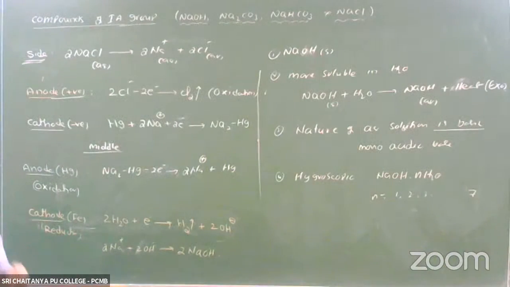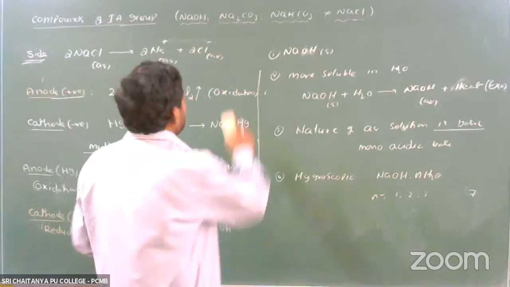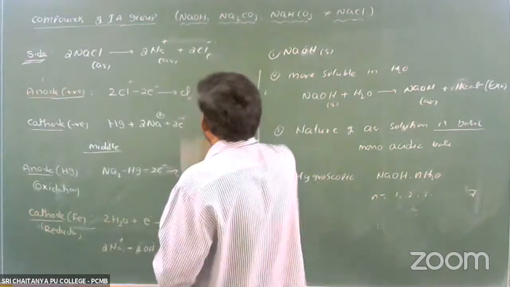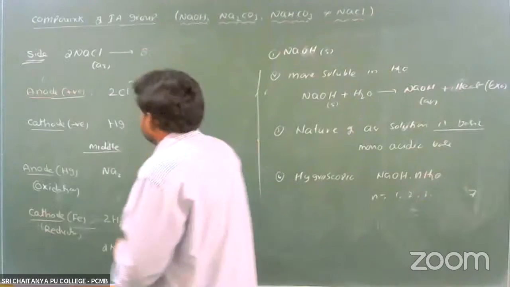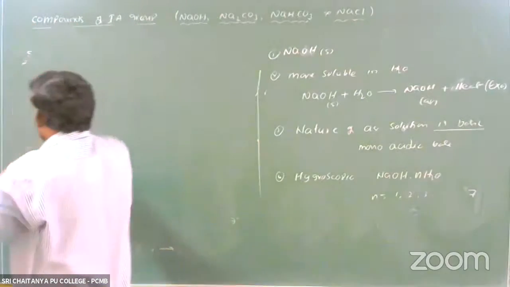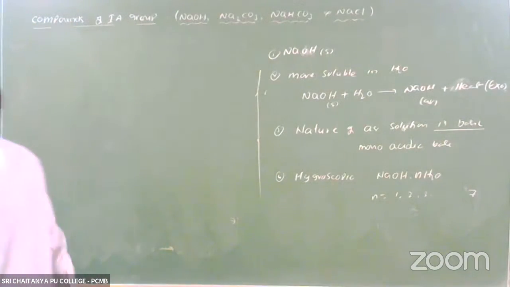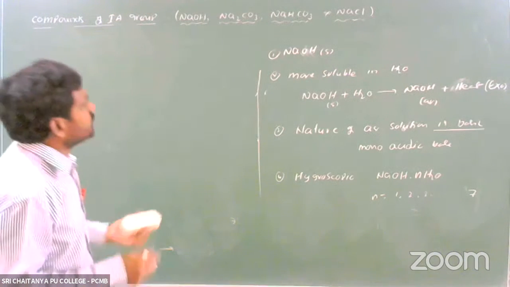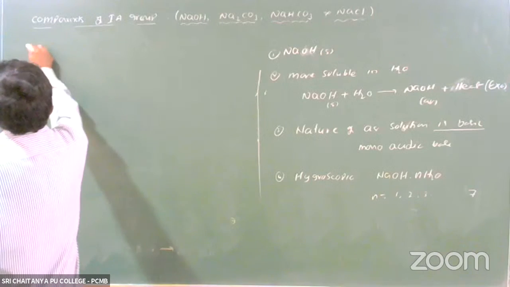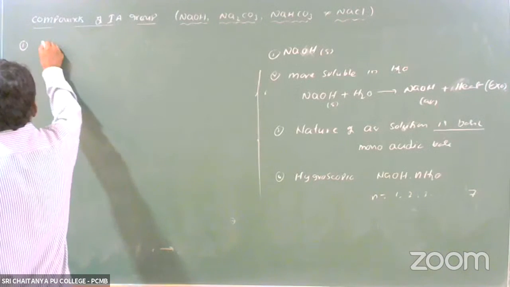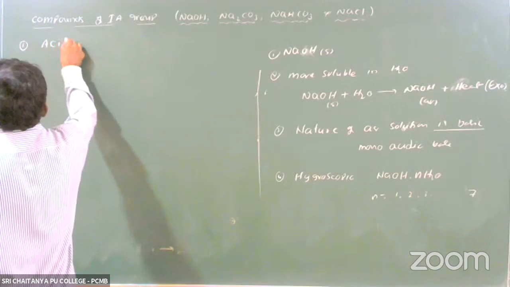Okay, those are its properties. Sodium hydroxide has a high melting point, melting at nearly 850 Kelvin. Next, what are the properties of sodium hydroxide? First one, action with acids.